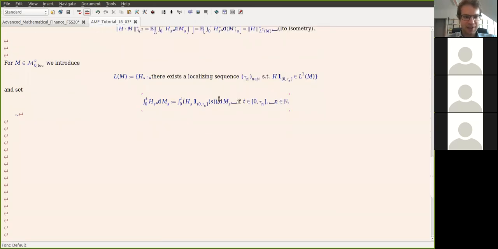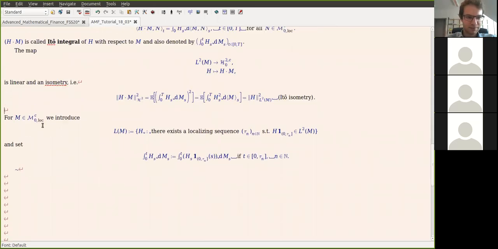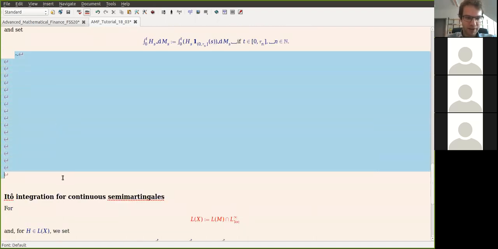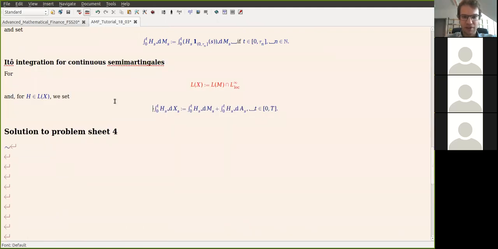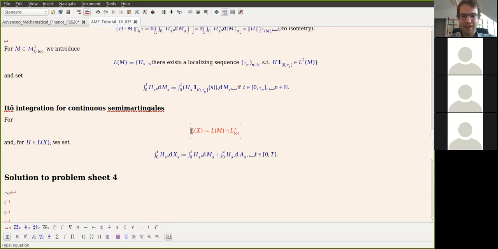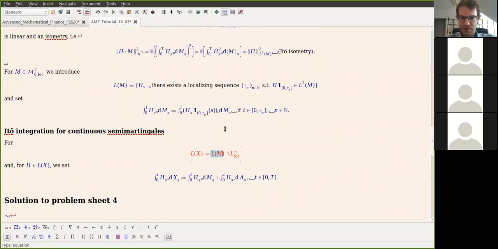Okay. So this is the E2 integral we define, and now we put both ingredients together as our initial strategy was saying. This is where I was a bit imprecise, and I want to restrict the class of integrands a bit to make it clean. The class of integrands we are considering is L(M), which is the class which can be integrated with respect to M. So this is all the predictable processes which can be localized to L2.